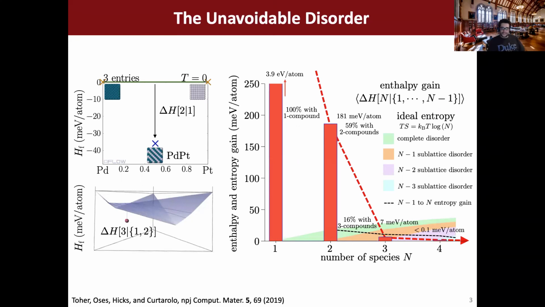But so what does that mean? That means that as we continue studying more and more complicated systems with more and more components, which is certainly where we're heading in the future, just multi-component systems in general, entropy is going to be more and more important. And it already starts to become important with ternaries and quaternaries and so on and so forth. And so it's not something that we can continue to disregard in what we model. We have to start modeling it when we're modeling these types of materials.